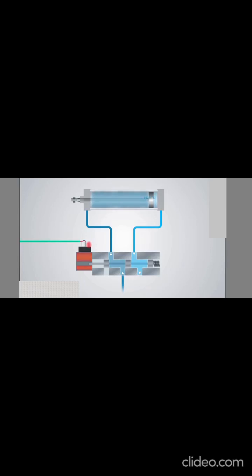As soon as the PLC removes the command, the spring will return the spool to its first position, and the air path will be changed. Therefore, the air behind the piston will be purged into the atmosphere via the valve exhaust port.